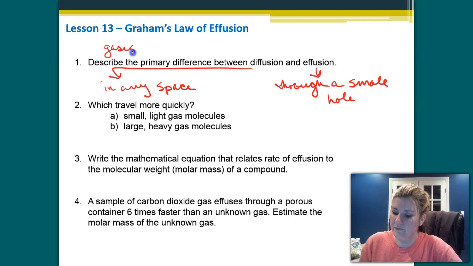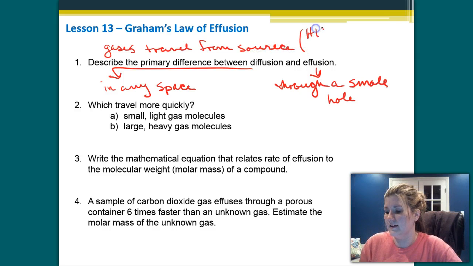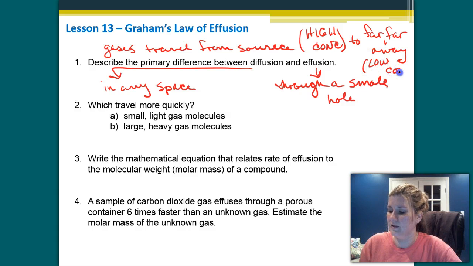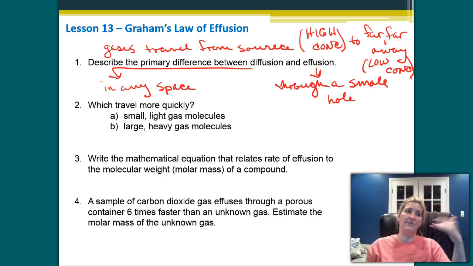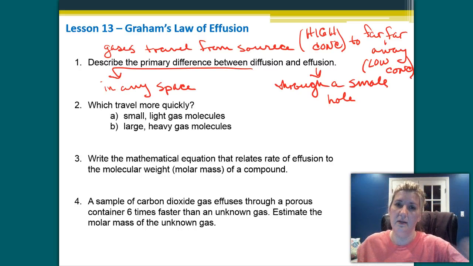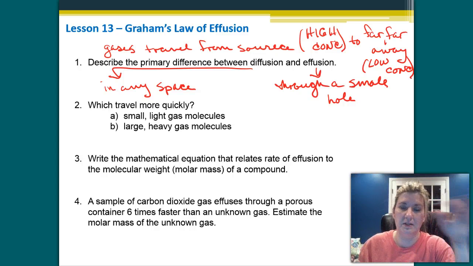Gases travel from the source, that is our high concentration, to somewhere far away, like in Shrek, land of far away. That's low concentration. The only difference between diffusion and effusion is that effusion is happening through a tiny little hole, maybe in an experiment where we've capped off an end of a tube with a piece of cheesecloth or some semi-permeable material. Okay, so which gases travel more quickly?